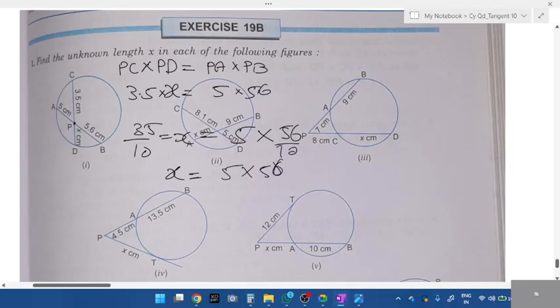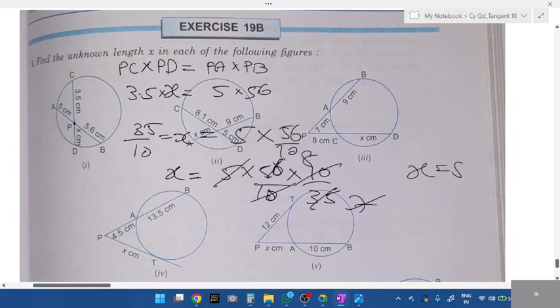What happens to 35 by 10? If it goes to the other side, 35. 10 and 10 get cancelled. 5 ones are 5, 5 sevens are 35. 7 ones are 7, 7 eights are 56. What's the value of X, students? 8 centimeters. Is this clear? All of you understood?